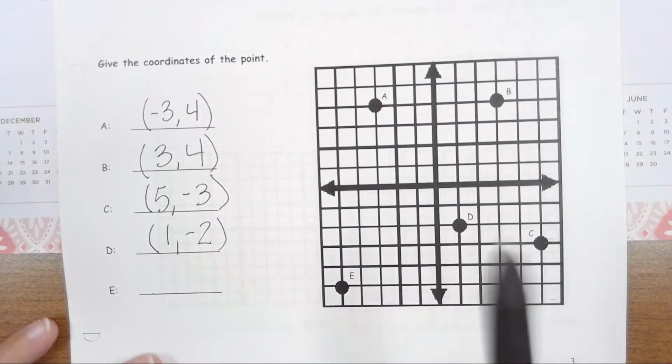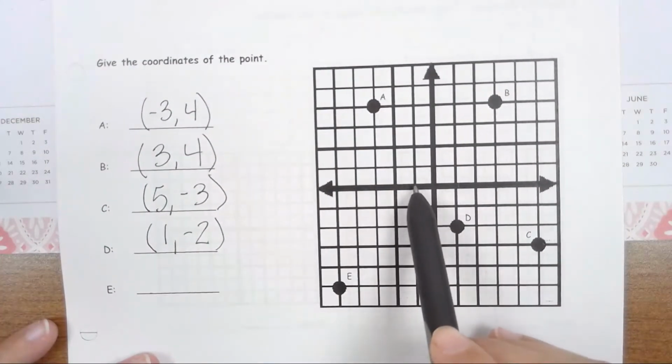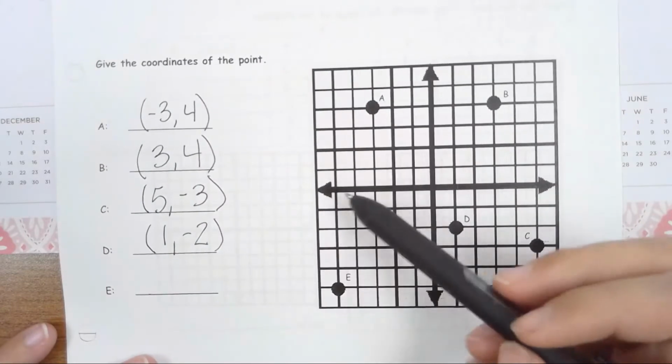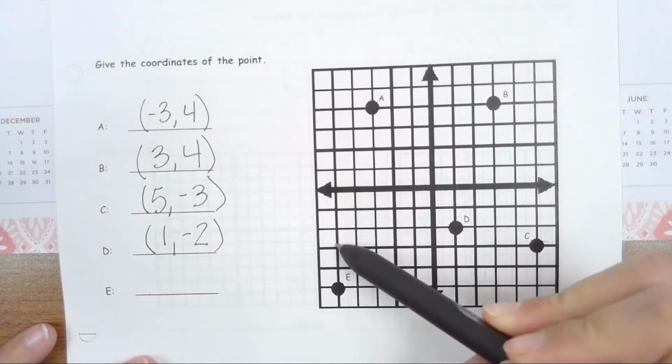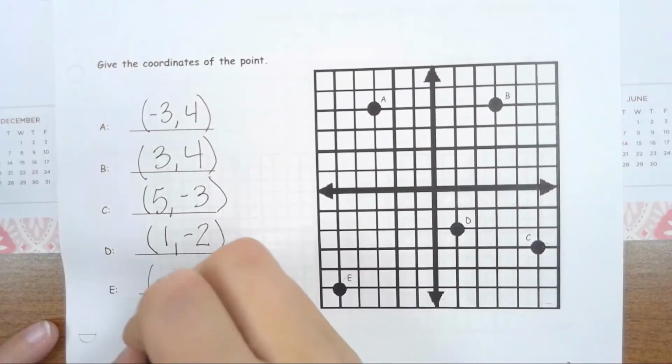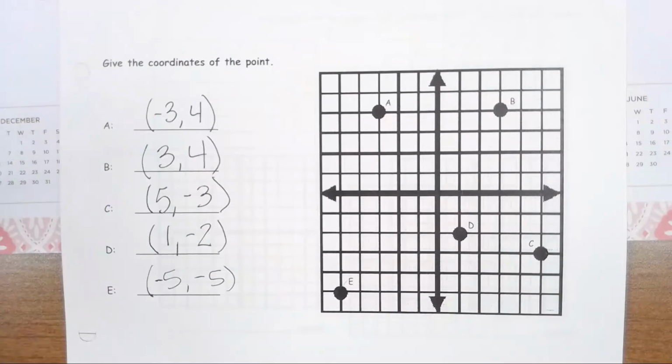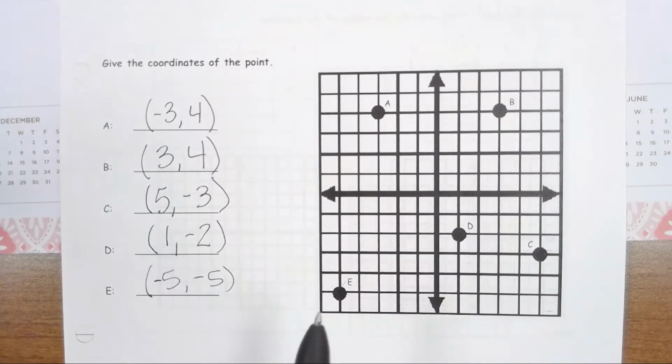And then the last one over here is E, so we went to the left, 1, 2, 3, 4, 5, so that's a -5, and down 1, 2, 3, 4, 5, so that is also a -5. Okay, so main thing to remember here is that your x value is the first number and your y value is the second number.